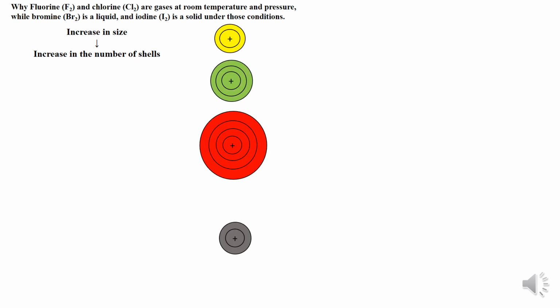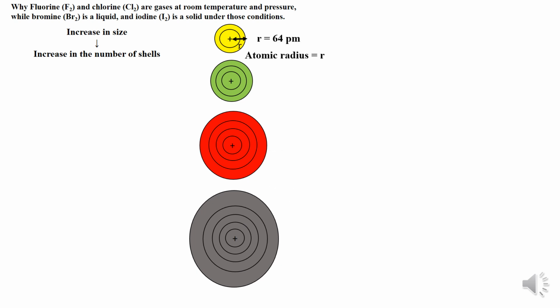So let's summarize. As you go down the group, there is an increase in the size of the atom, and this leads to an increase in the number of shells. And with the increase in the number of shells, the atomic radius also increases. So atomic radius is 64 picometers in case of fluorine, 99 in case of chlorine, 111 in case of bromine, and 128 picometers in case of iodine.